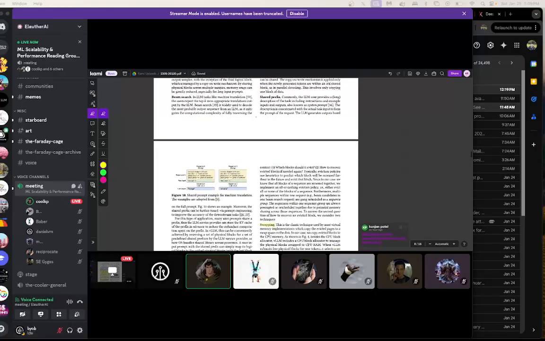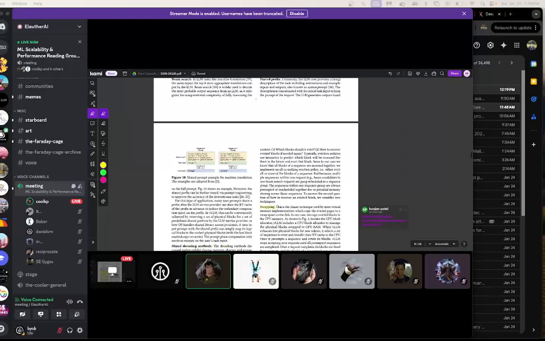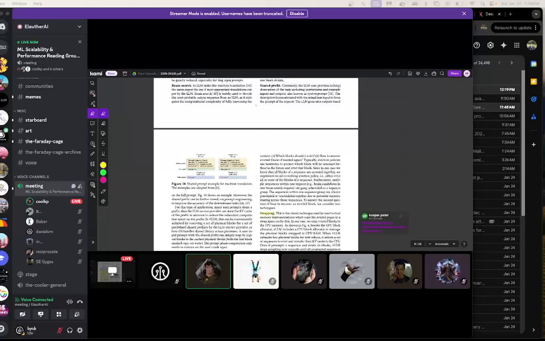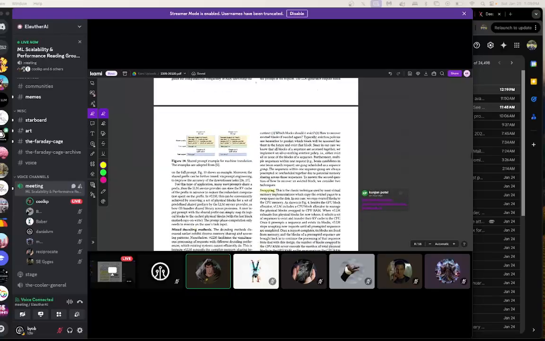Shared prefix. Commonly, there's another memory reutilization in this case. LLM users provide a long description of the task known as a system prompt. This description is concatenated with the actual task input to form the prompt of the request. The LLM generates outputs from the full prompt.